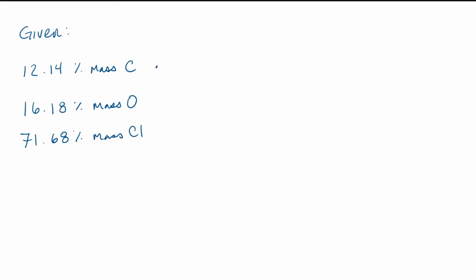Elemental analysis shows that an unknown sample contains 12.14 mass percent of carbon, 16.18 mass percent of oxygen, and 71.68 mass percent of chlorine. Using that information, we can determine the empirical formula of the unknown sample. So 12.14% carbon divided by the molar mass of carbon, 12.011 grams per mole, gives us 1 part of carbon.